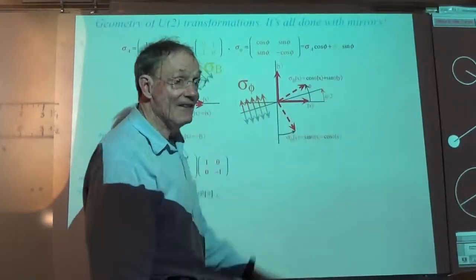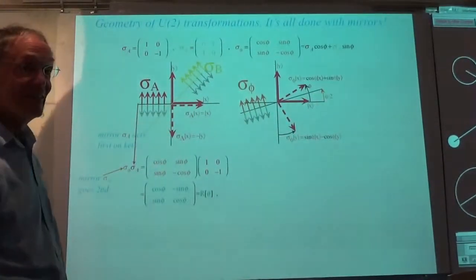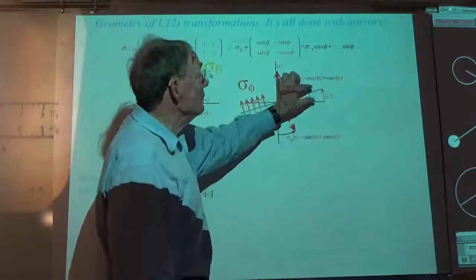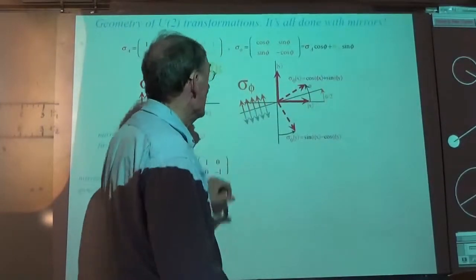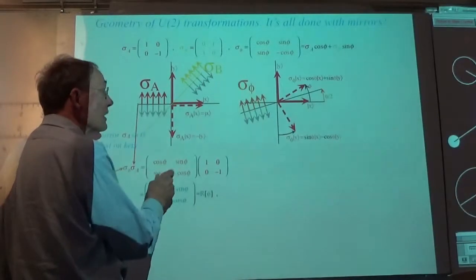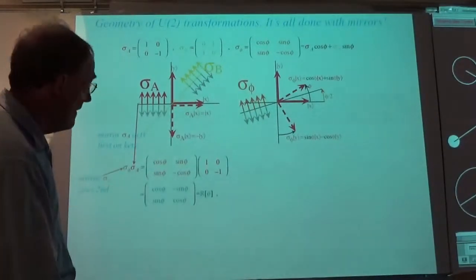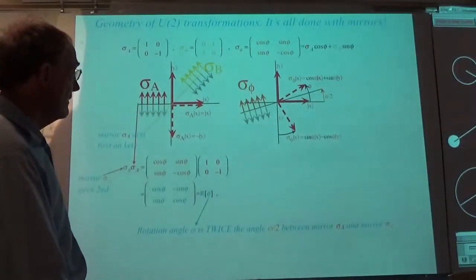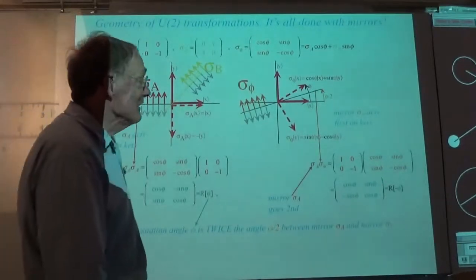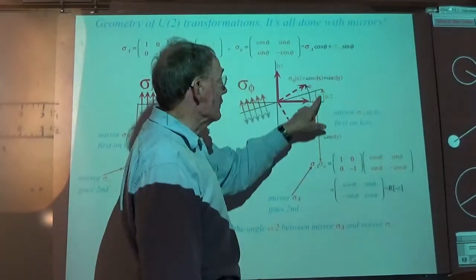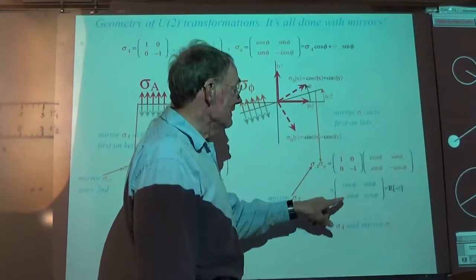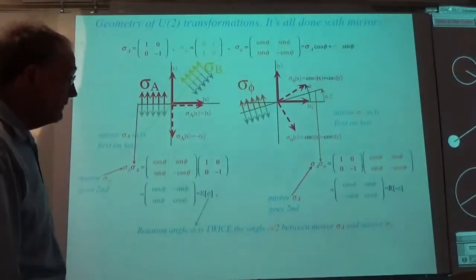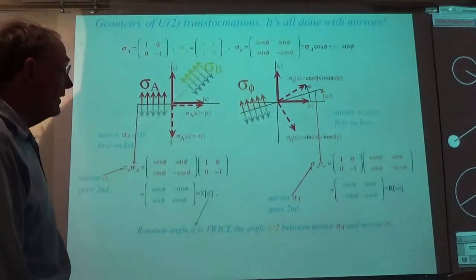Twice this angle. Dastardly 2. There's a rotation, you see, that is twice the angle between these two mirrors. We've got a mirror here and a mirror there. This mirror coming first, this one coming second. Okay? That's kind of neat. Rotation angle of twice the angle between the mirrors. And it's minus twice if you do it the other way around. If you let this guy go first and that one goes second, you get a rotation with a minus phi. But again, the magnitude of phi is, I say twice, the angle between the mirrors.